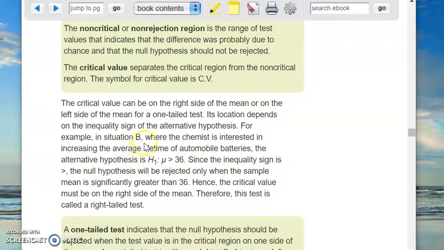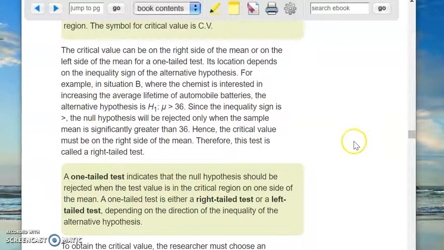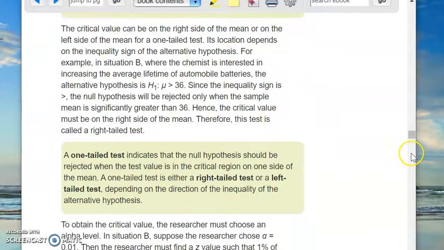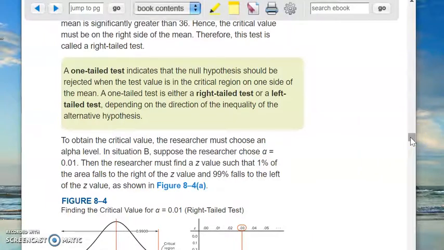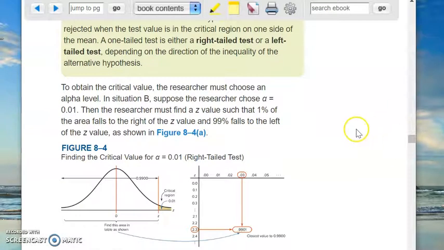So in situation B that we had up above, the chemist was interested in increasing the lifetime of automobile batteries. The alternative hypothesis, the research hypothesis, is that mu is greater than 36. So it's going to be rejected only when the sample mean is significantly greater than 36. We'll see some examples here very shortly. So we have a one-tailed test. A one-tailed test is either right-tailed or left-tailed, or we can have a two-tailed test. Okay, so the typical scenario is like right here.